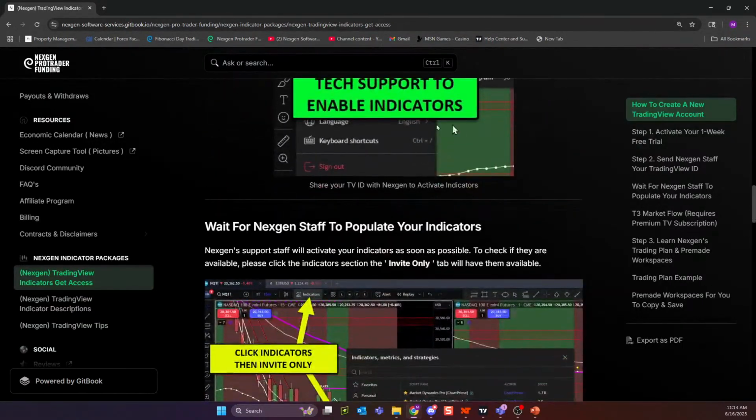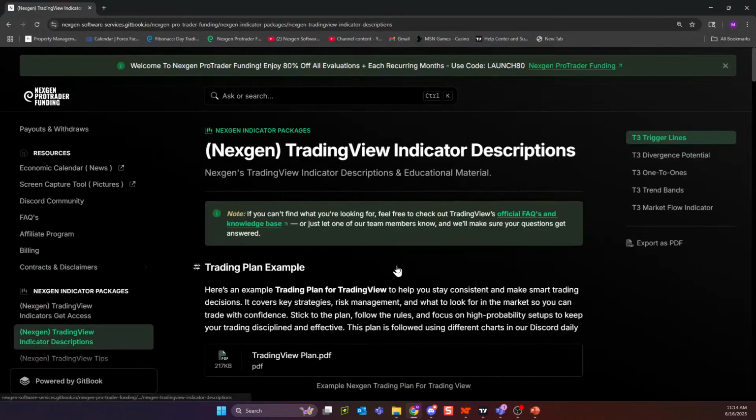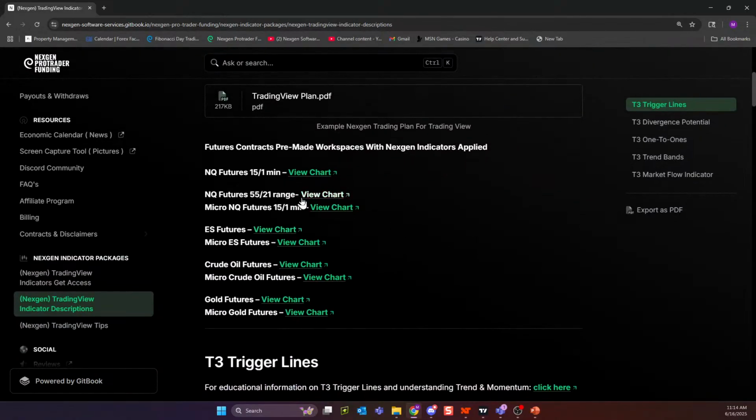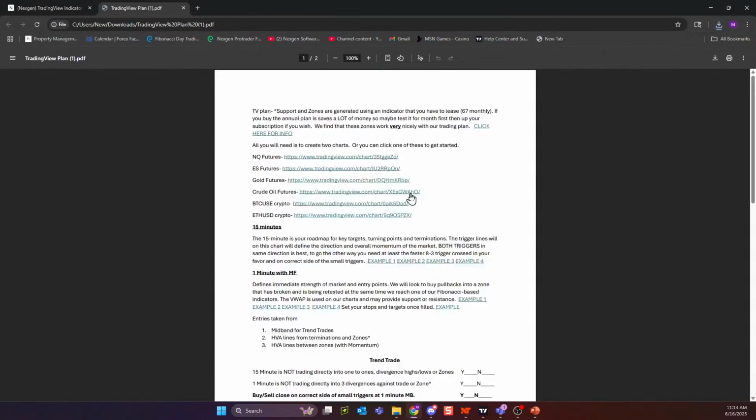I'm going to scroll down a little bit, and it goes through all of how to get your indicators, all that sort of stuff in the beginning. There are descriptions of all of this where you can get all of the workspaces, guys. I'm going to give you in the room right now. So this is the TradingView plan. And this TradingView plan, it is available on the website.